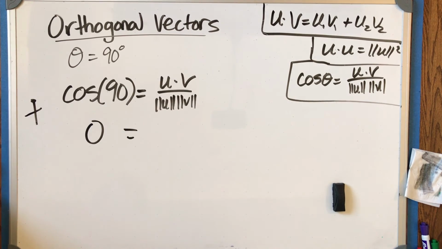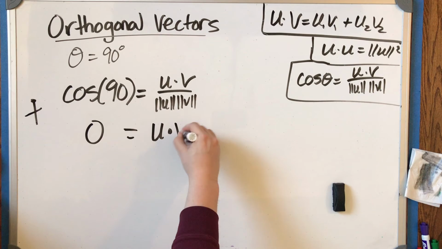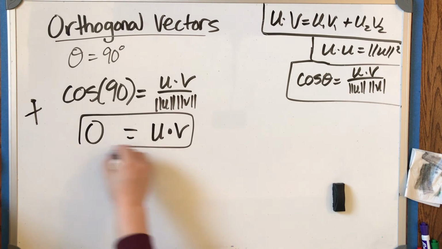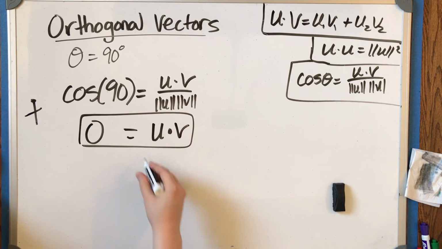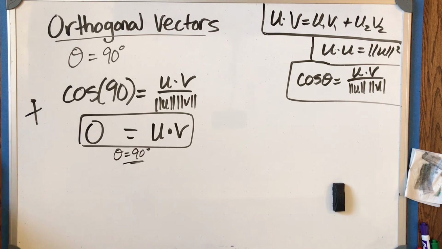And what's the only way a fraction can equal 0? If the top equals 0. So if the dot product ever equals 0, then we know that the angle in between has to be 90. So it's like a fun little property that we can use to help us check whether things are orthogonal or not.